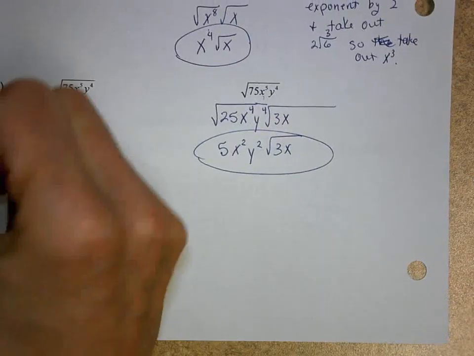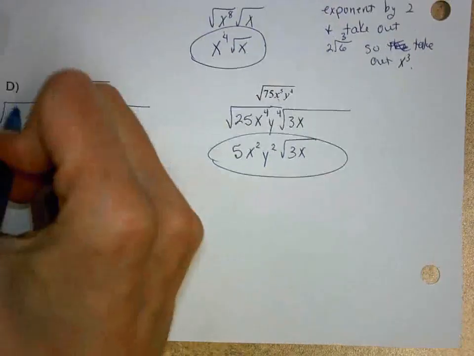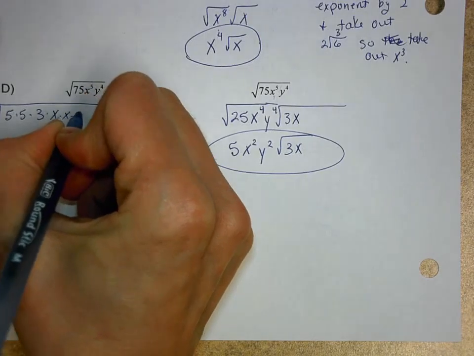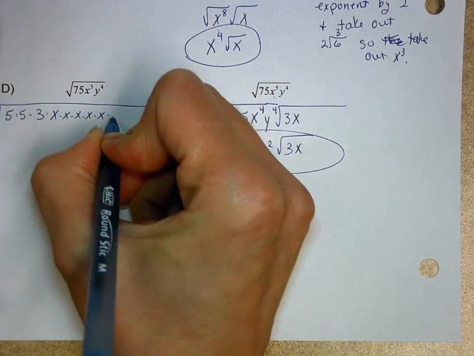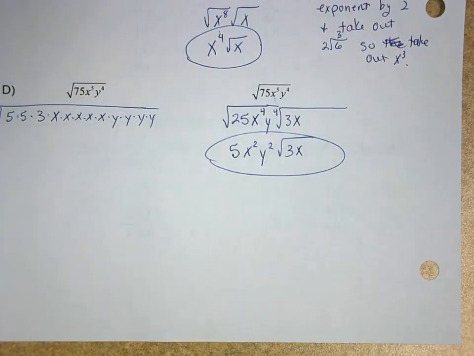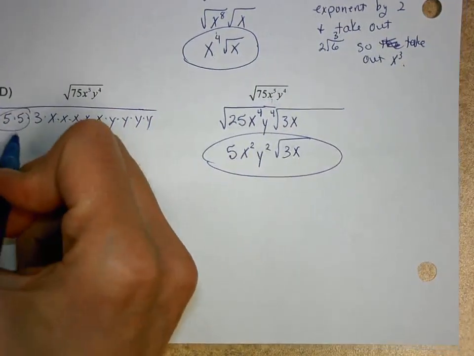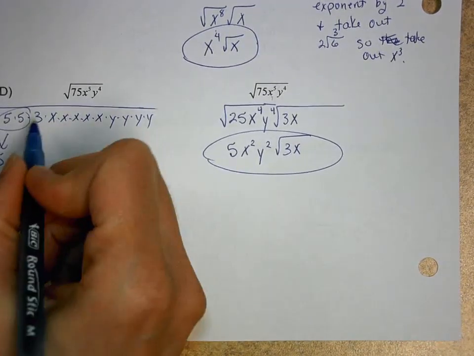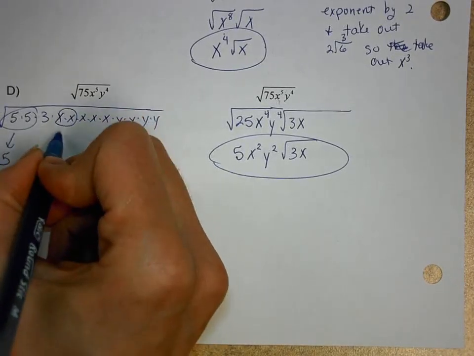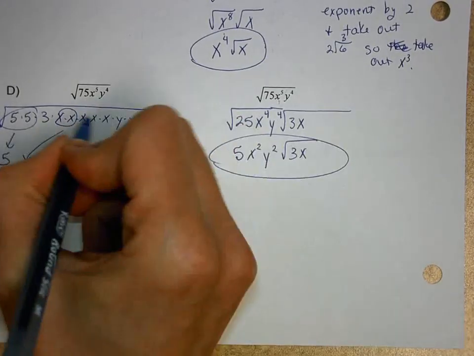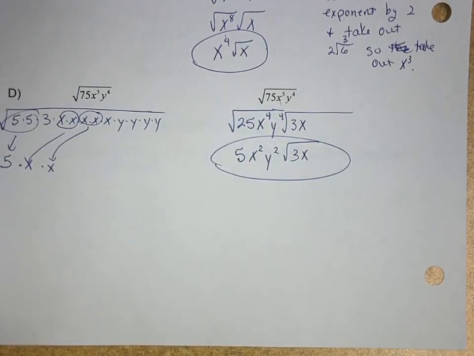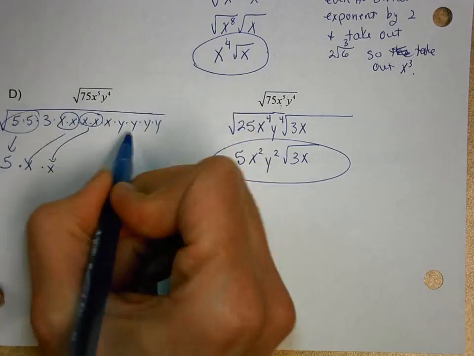It takes too long. Because if you rewrote this, you end up having 5 times 5 times 3 times 5 x's times 4 y's. And then you just start looking for the pairs again. Oh, I have a pair of 5s. There we go. 3 gets left alone, does it not? I get a pair of x's. Great. So I got times x. I got another pair. Times x. This one has to be left alone.